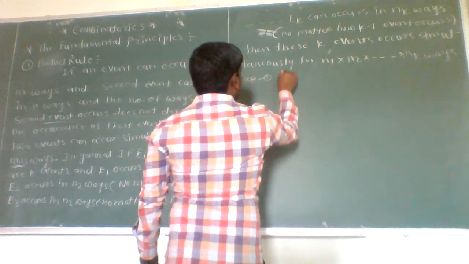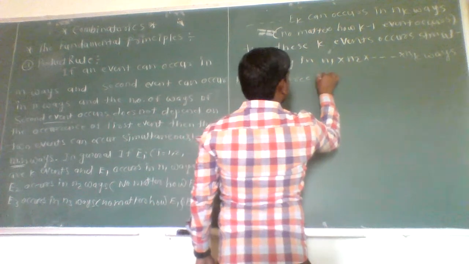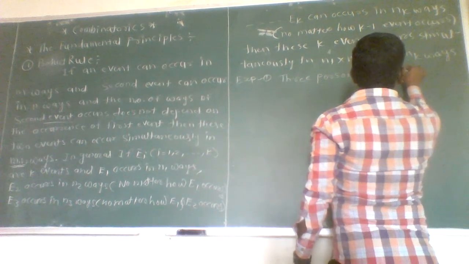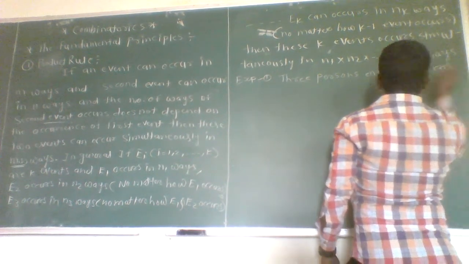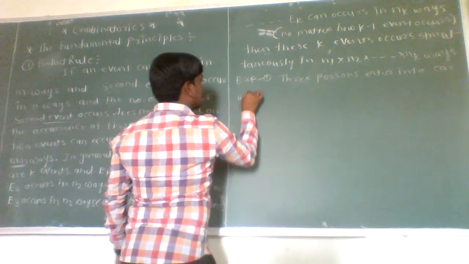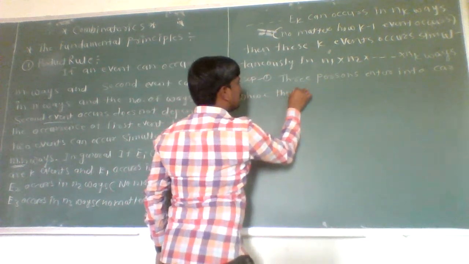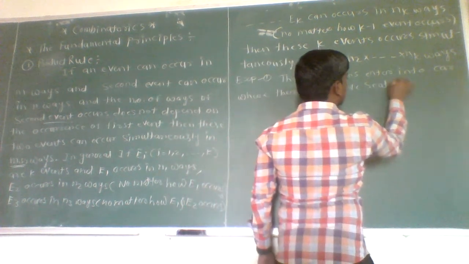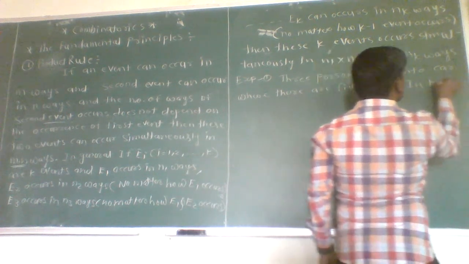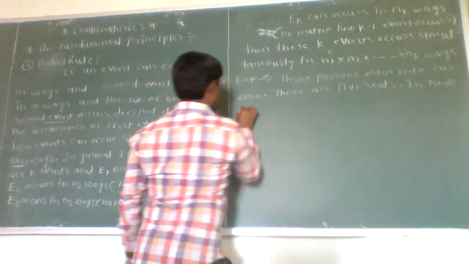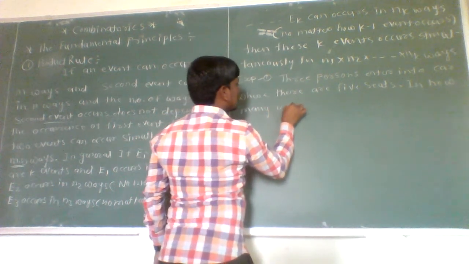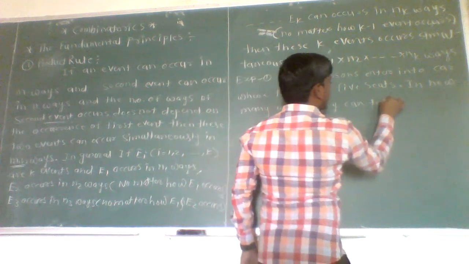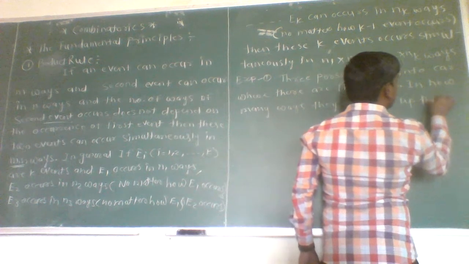First example: three persons enter into a car where there are five seats. In how many ways can they take up their seats?